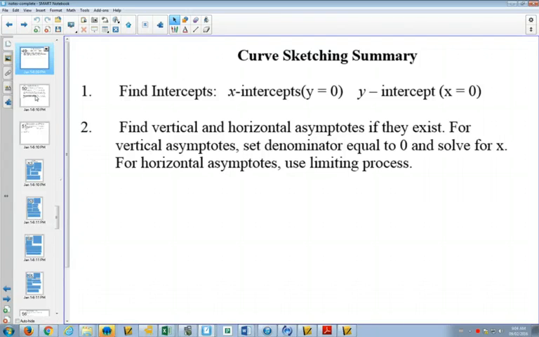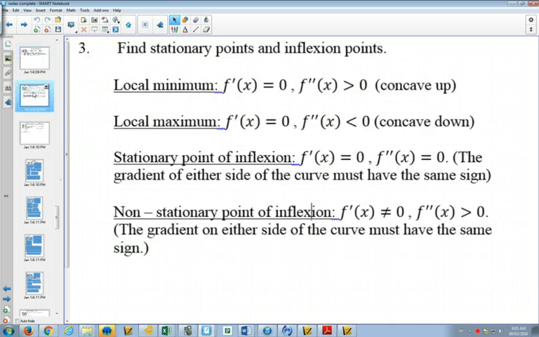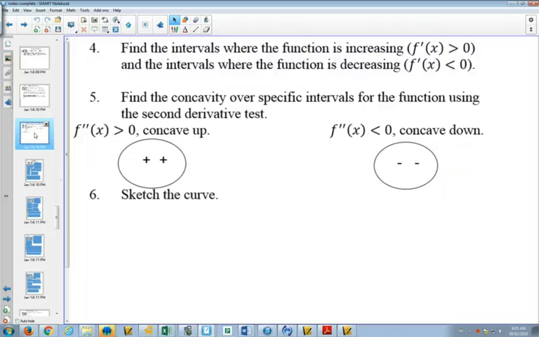So if we did things in an order, we could find our x-intercepts and y-intercepts first for curve sketching, then look if there's any asymptotes if needed. Then you could look at your first derivative and second derivative tests, find your maximums and your minimums and your inflection points. Find out where it's increasing and decreasing, where it's concave up and concave down, and then sketch our graph. So we did the first two already.